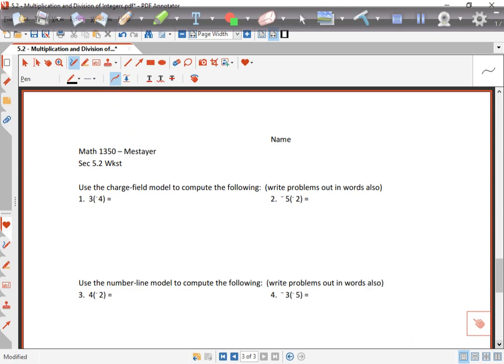That concludes the notes for 5.2. I encourage you to pause it and try the worksheet on your own.